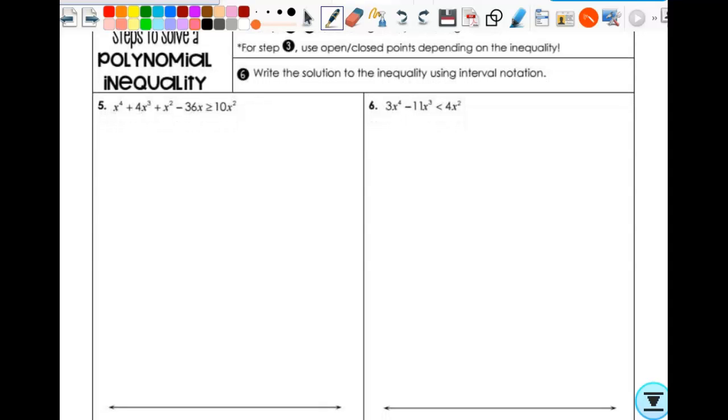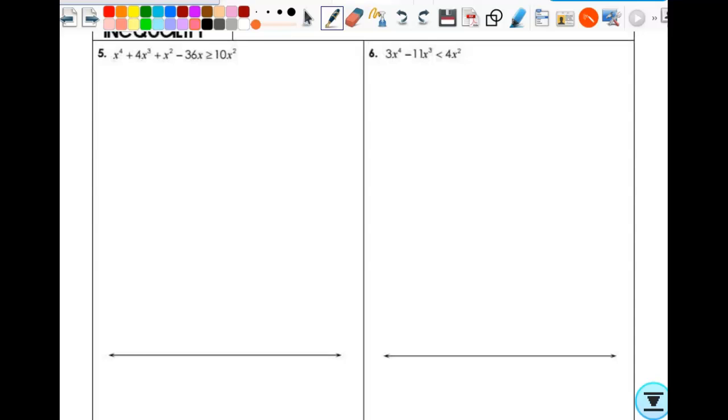And then we have to write it using interval notation. Because this is not a statement of equality, it's a statement of inequality, when I plot these points, are these going to be open or closed? Closed. Are these going to be open or closed? Open, okay? Basic stuff we should know, right?